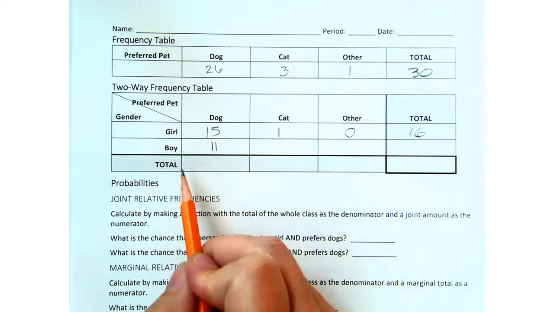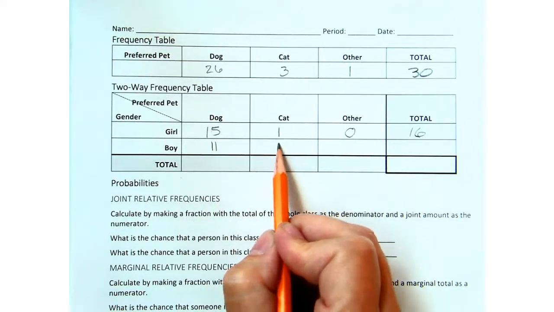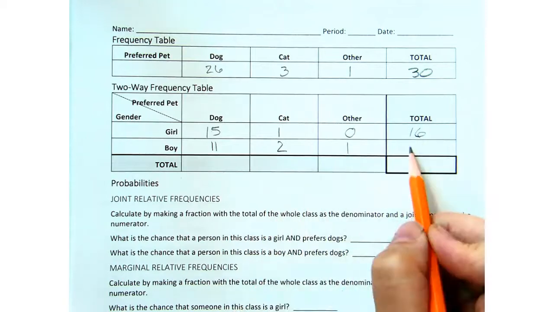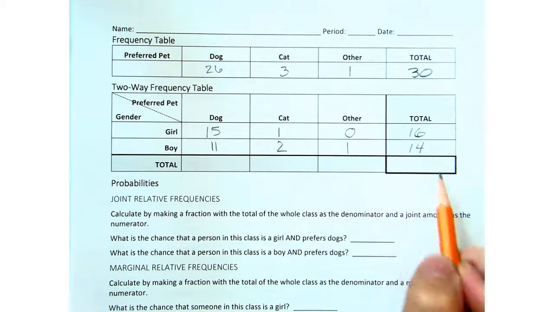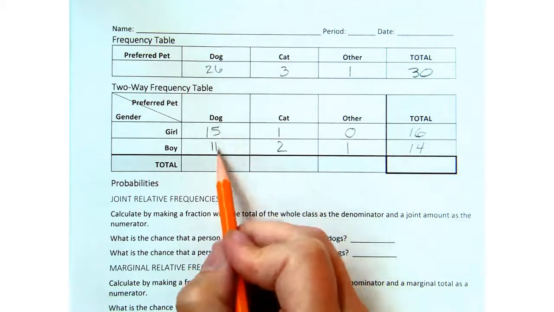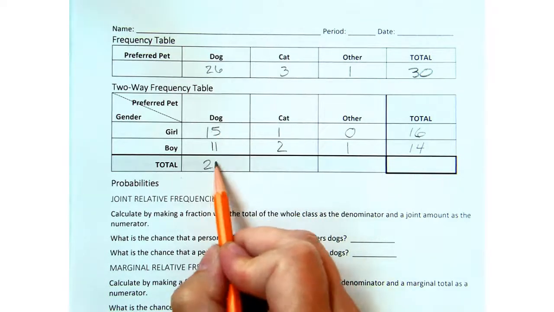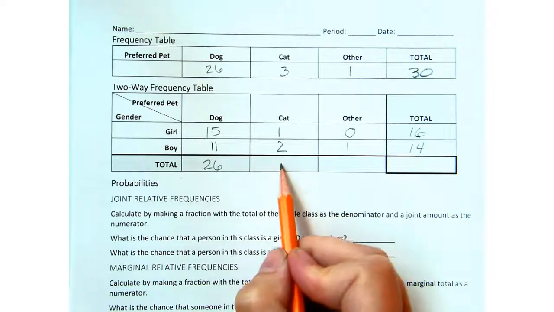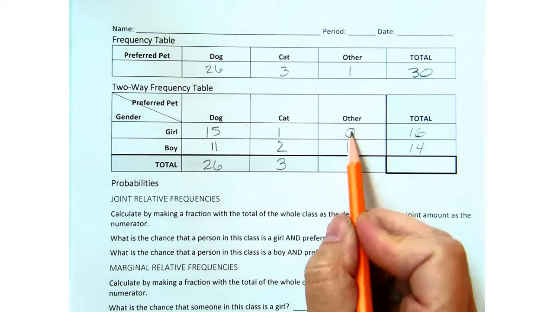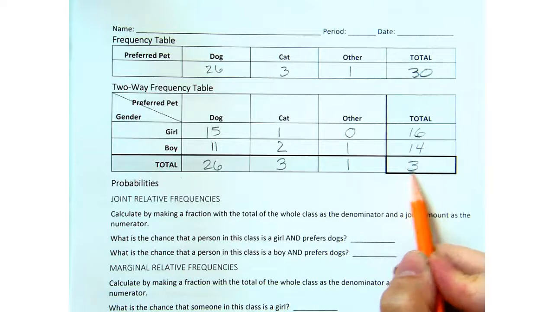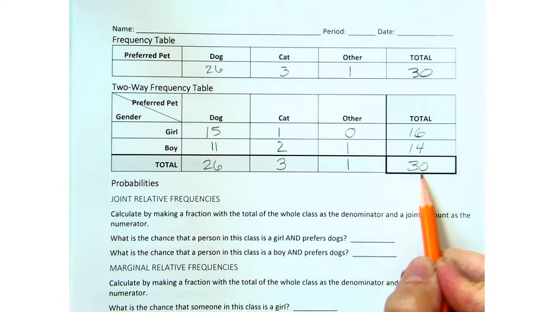There were 11 boys who preferred dogs, 2 boys who preferred cats, and 1 boy who preferred another pet, for a total of 14 boys in the class. The overall totals were the same as before. There were 26 students who preferred dogs, 3 students who preferred cats, and 1 student who preferred another type of pet, for a total of 30 students in the class.